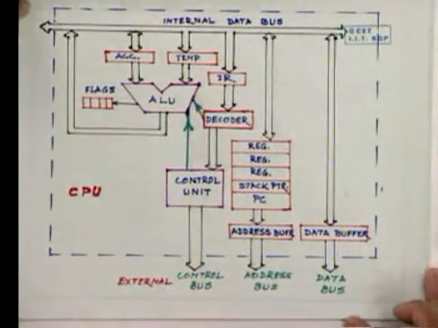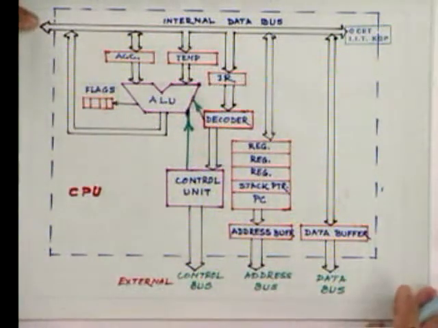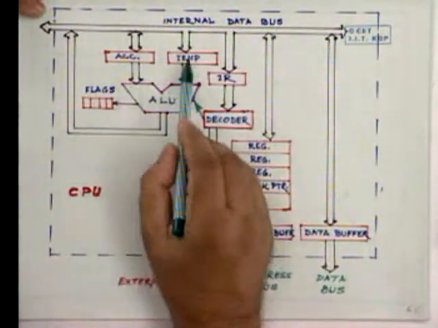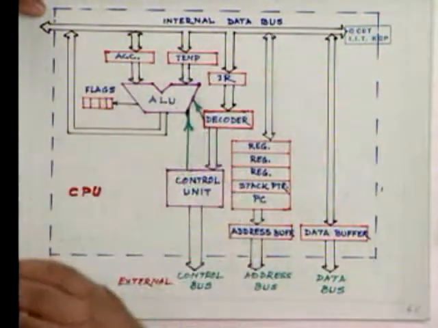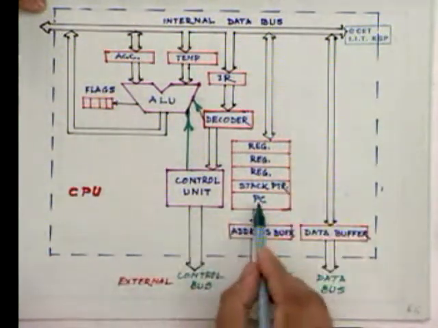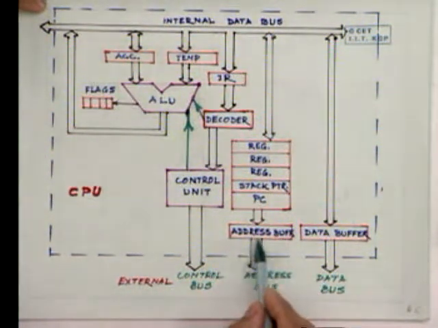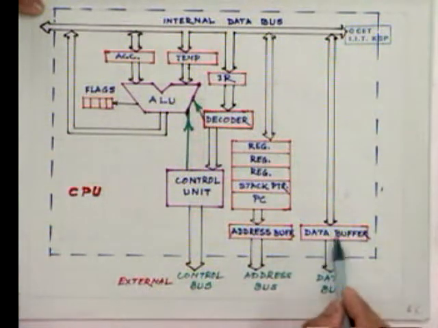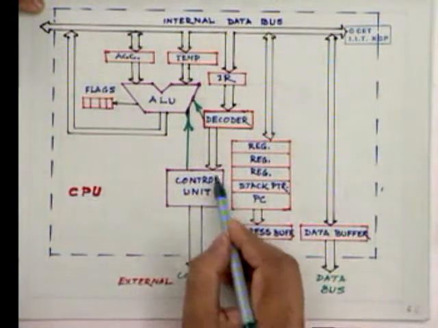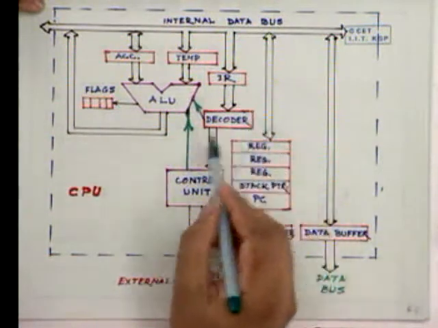Let us recall the original simple diagram of the CPU that we had shown earlier. You see that we have several registers: accumulator, a temporary register, an instruction register, a register bank here, the program counter, the address buffer, which is the memory address register, and the data buffer, which is the memory buffer register. This was the control unit we showed. No other control signals were shown that time.